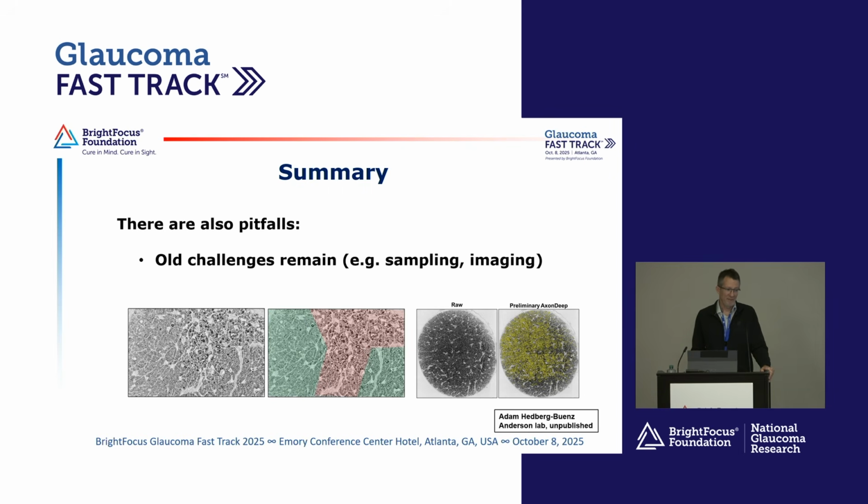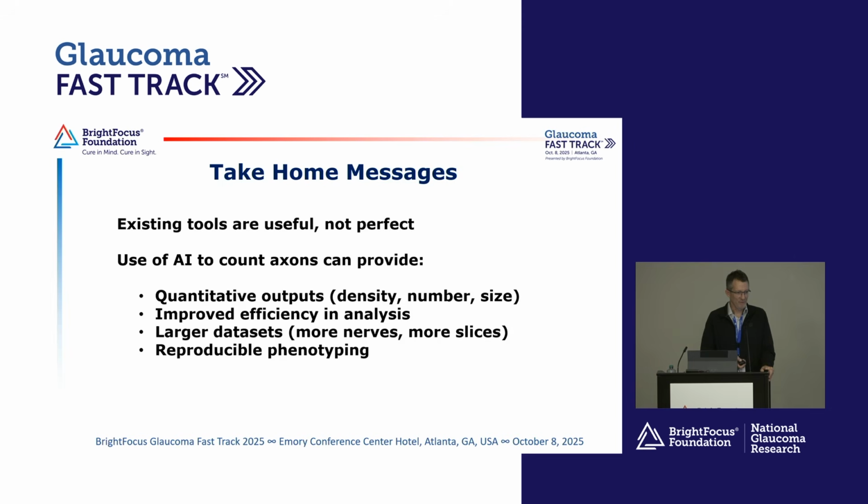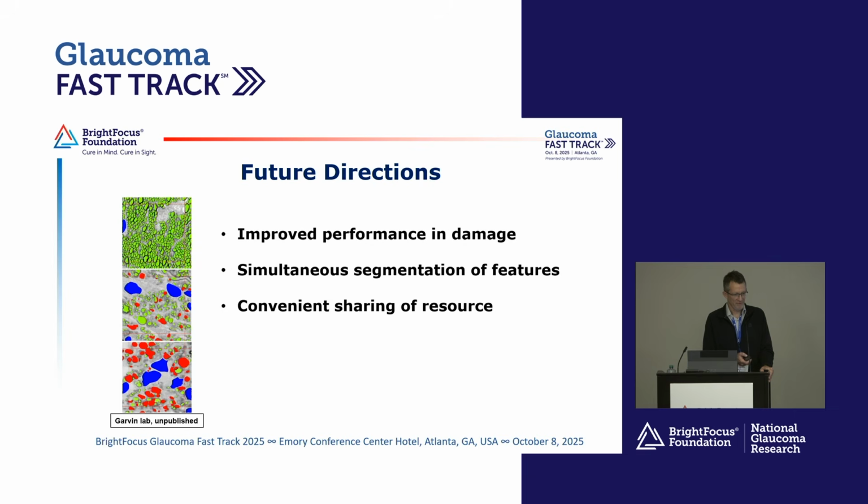It's also possible to have regional damage in an optic nerve. This is a nerve from traumatic brain injury, but the same thing could happen in glaucoma, where you could have only a fraction of the nerve that was damaged and a fraction that was not. And imaging a whole nerve continues to be sort of a challenge, how you get a good full image. So these tools are useful but not perfect. It can provide quantitative outputs and improve our phenotyping.